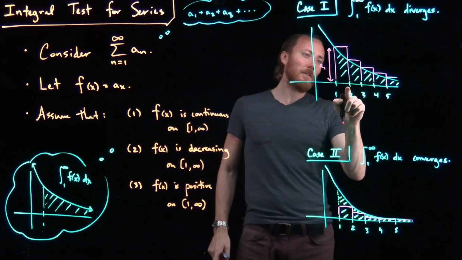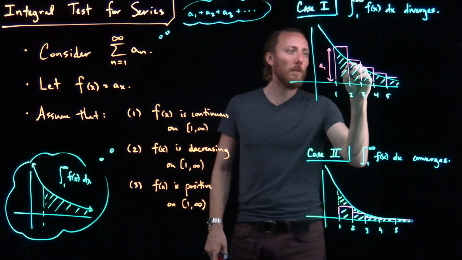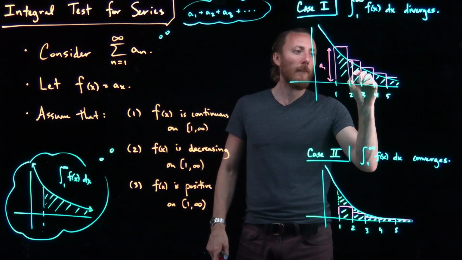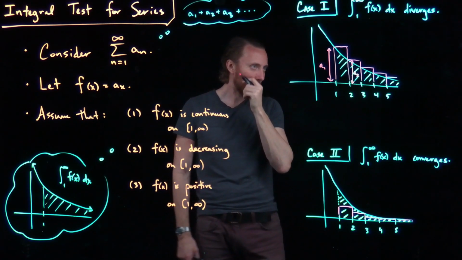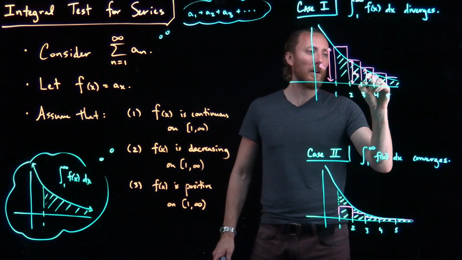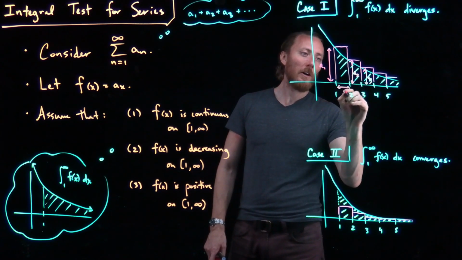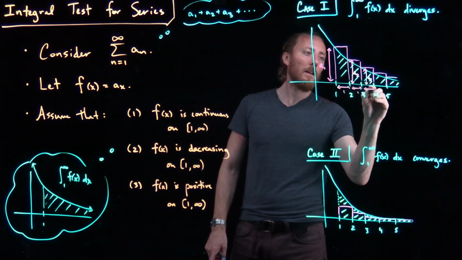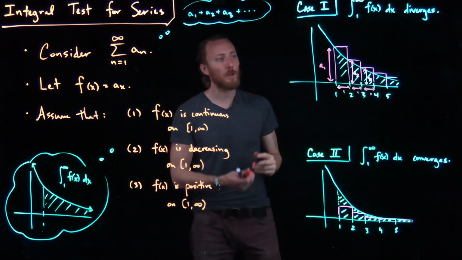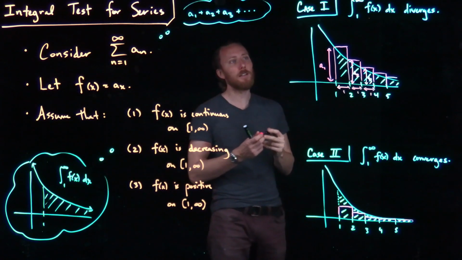This second rectangle is as tall as the function is tall at 2. This second rectangle is just a sub 2 tall. The third rectangle, a sub 3 tall, and so on. And check it out. Each of these rectangles are exactly 1 unit wide because between 1 and 2 is 1 unit, between 2 and 3 is 1 unit, and so on.